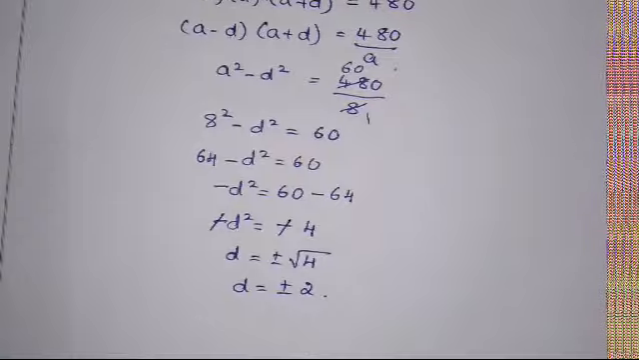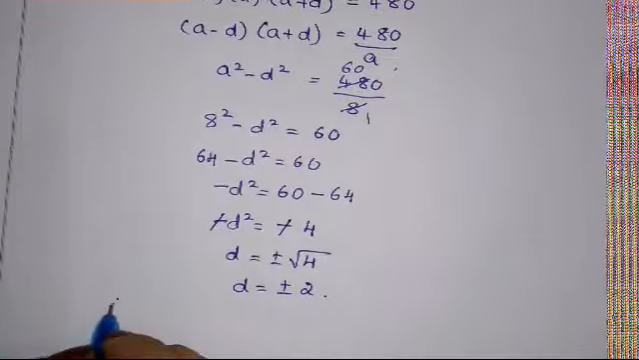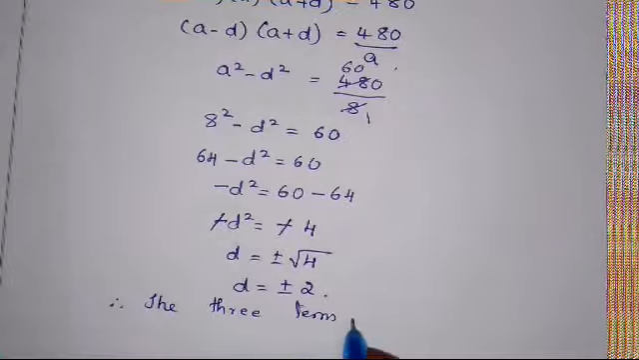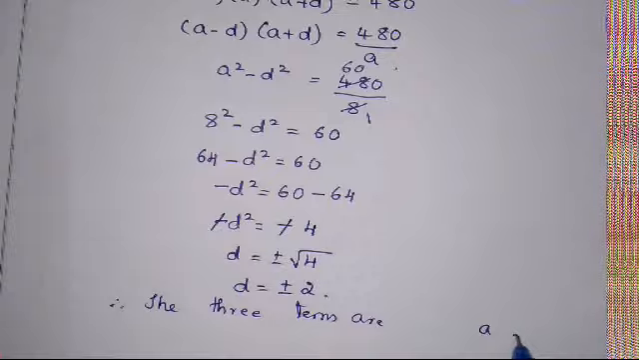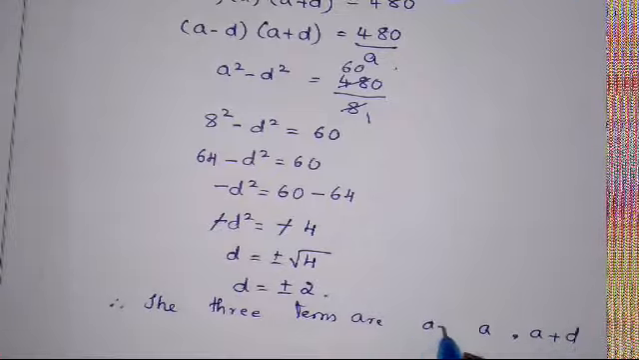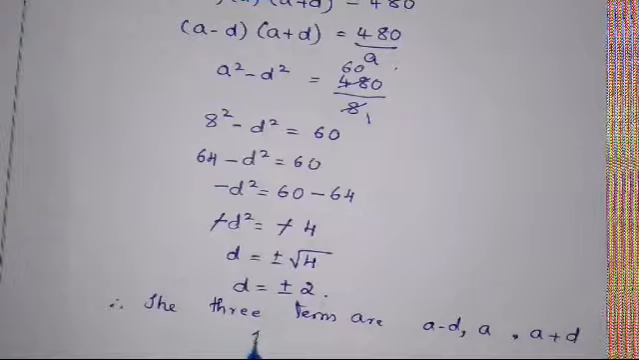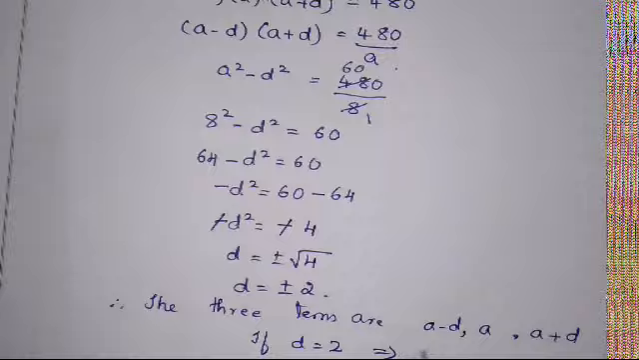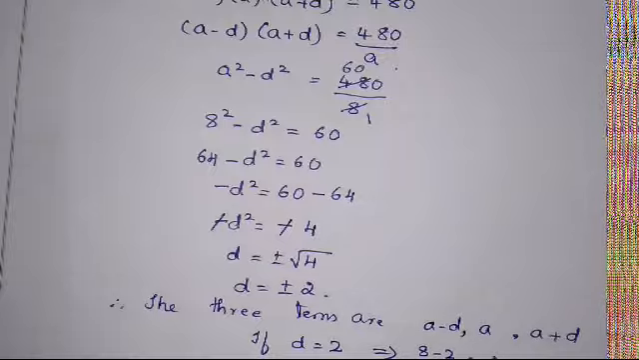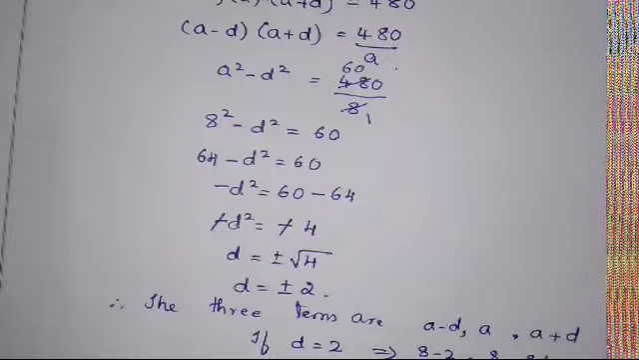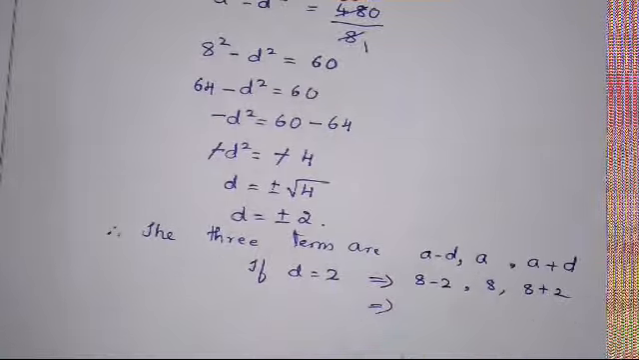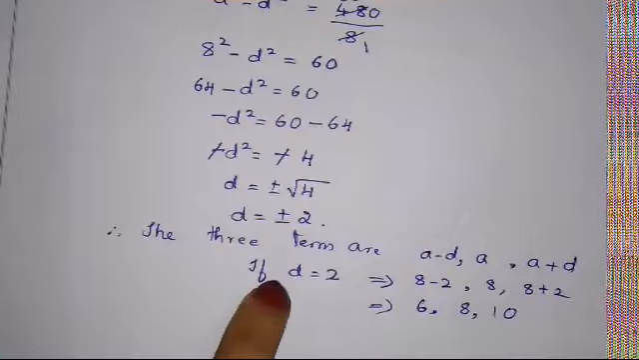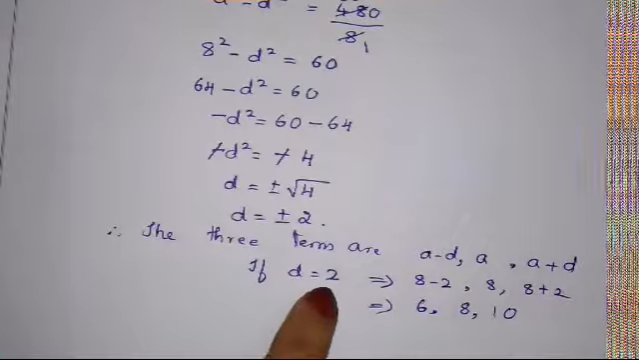They have told us to find the three terms. So therefore the three terms are A minus D, A, A plus D. Now we have two D values. If D is equal to plus 2, then A is 8 only. 8 minus 2, 8, 8 plus 2. So 8 minus 2 is 6, 8 and 10. These are the three terms if D is equal to 2.